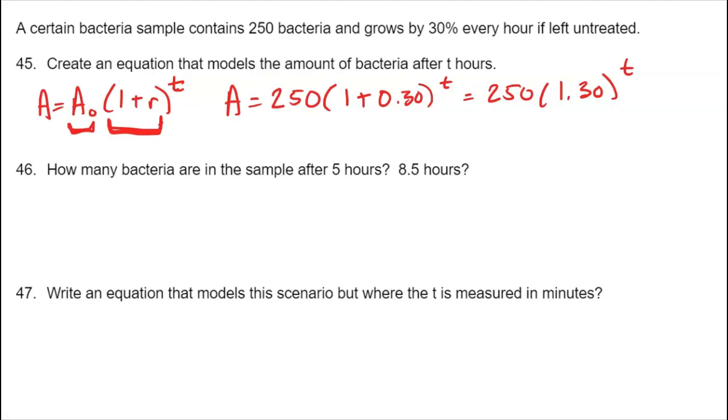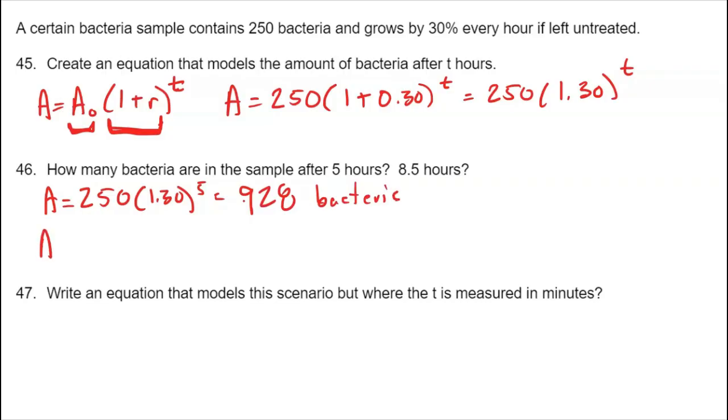So next question wants us to figure out how much bacteria is left after 5 hours, and then also 8.5 hours. So to do this, we're just simply going to have to plug in 5 hours. It's really that simple. So 250 times 1.30 raised to the fifth, grab your calculator, and you get 928.233 bacteria. Well, obviously you can't have a fractional amount, so we'll just round that to roughly 928 bacteria after 5 hours.